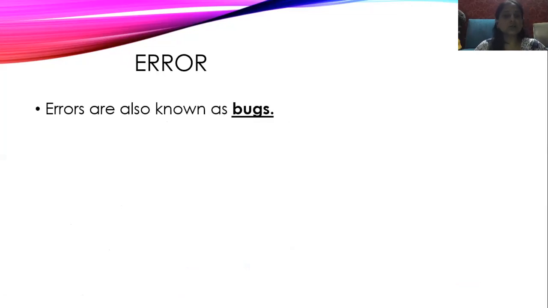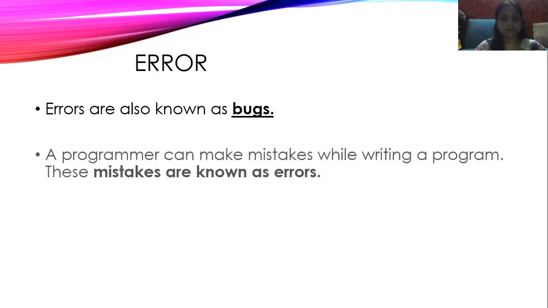Now, what is an error? See, errors are also known as bugs. You know bug, the small insect type? Yes. In the programming field, errors are known as bugs. In multinational companies, software engineers never use the term error, they always use the term bug. So errors are also known as bugs.